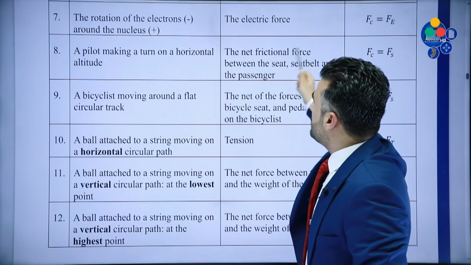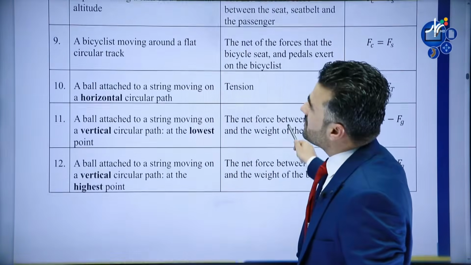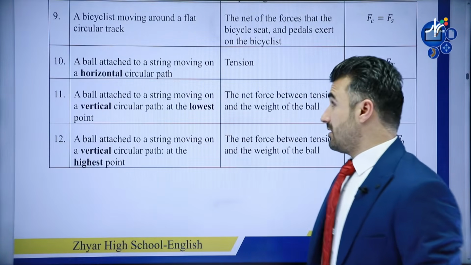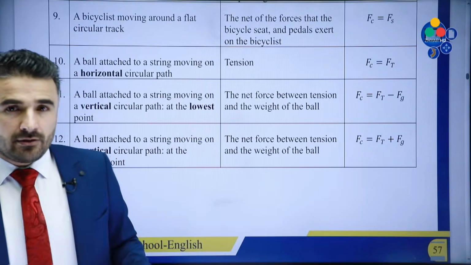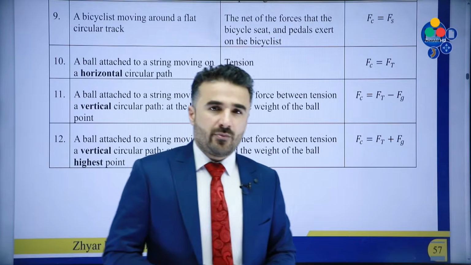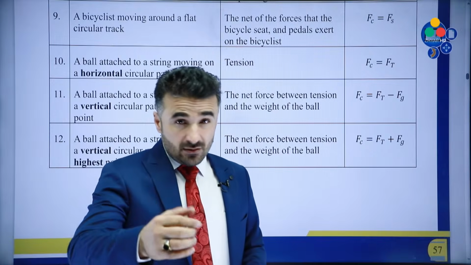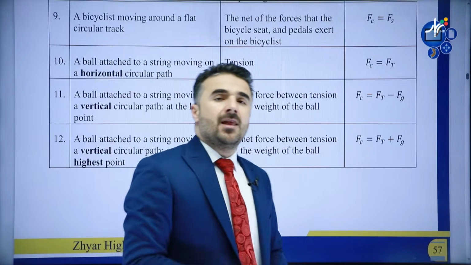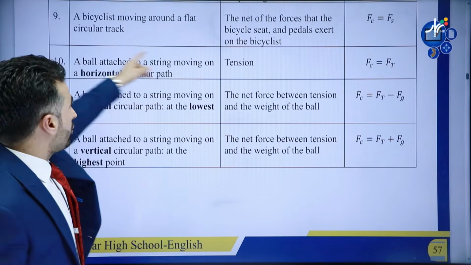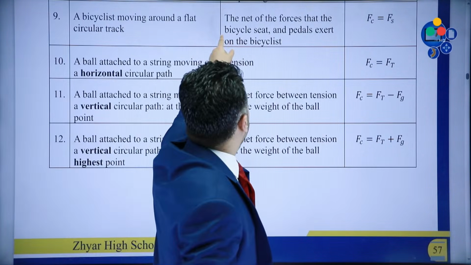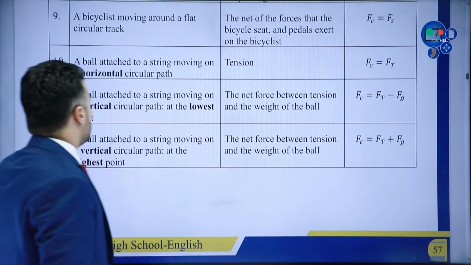So the net frictional force between the seat belt and the passenger, all this would provide the centripetal force in order to move in a circle. And then the next one is a bicyclist moving around a flat circular track. Here, the bicyclist will be on the bicycle, so the force of friction between the bicycle and the seat, and of course the pedal, all this would provide centripetal force for the bicyclist in order to be able to move in a circular path. So you can see the net force that the bicycle seat and the pedals exert on the bicycle as well. So force of friction.